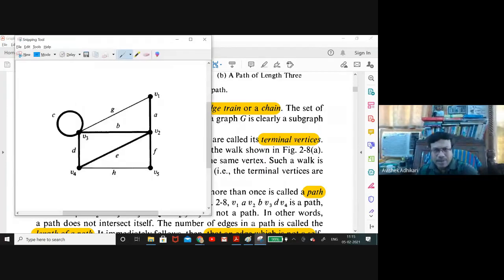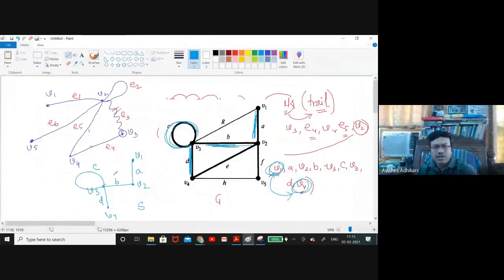So it may happen that a walk starts and ends within the same vertex. For example, if I consider my walk like this, I come here, I go through here, I come here, I go back to here. So you can understand that V2 is my terminal vertex, and it is the starting vertex as well as the end vertex. So in that case, we call this walk a closed walk.